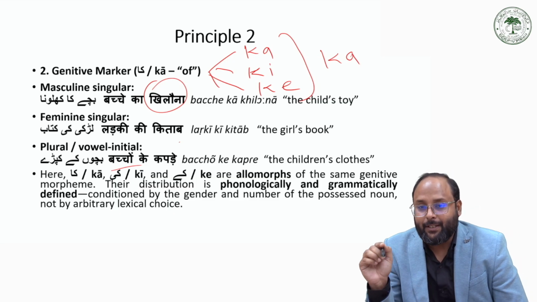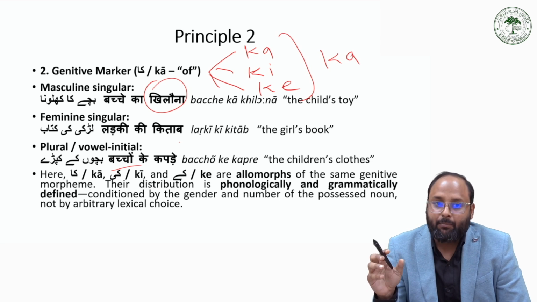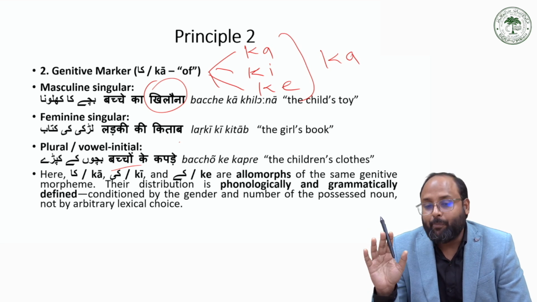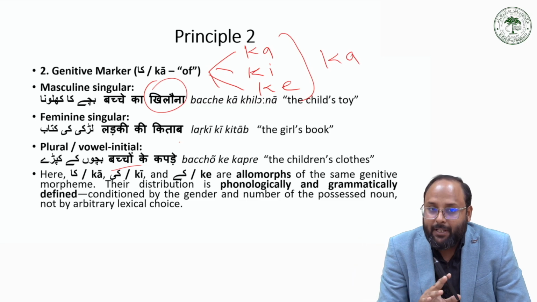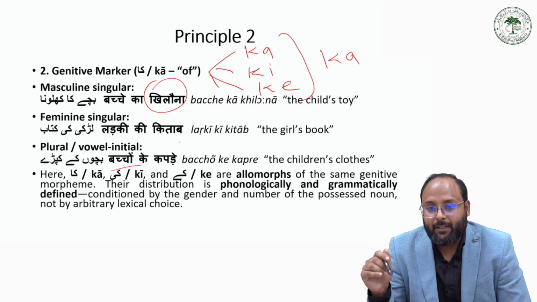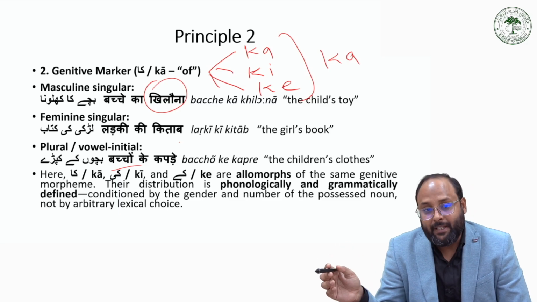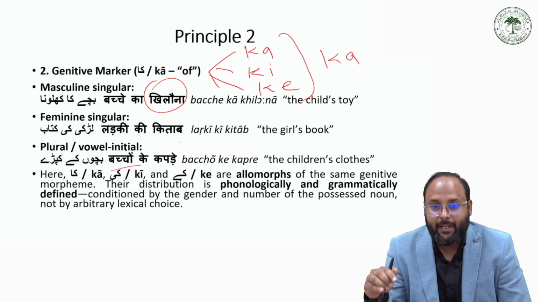It is the different representation of the same form ka, that is the genitive marker or the possessive case, but it has the same meaning or the same function. We can say the same function, but the form is different. And this difference is phonologically or grammatically defined. It is actually grammatically defined.